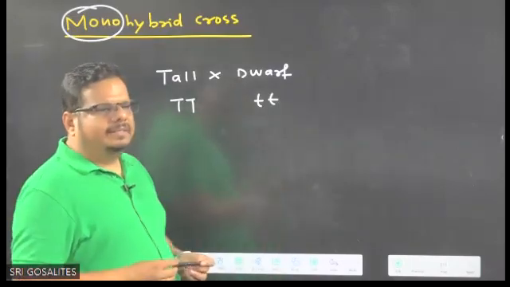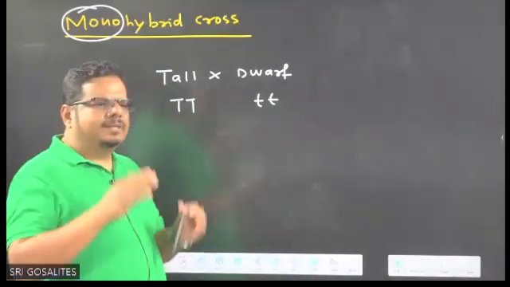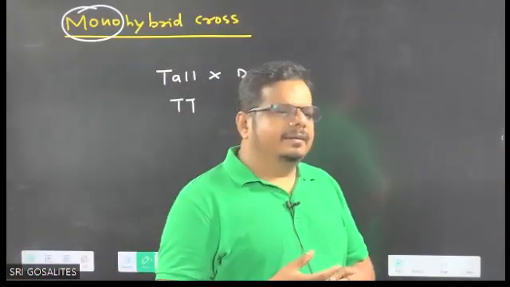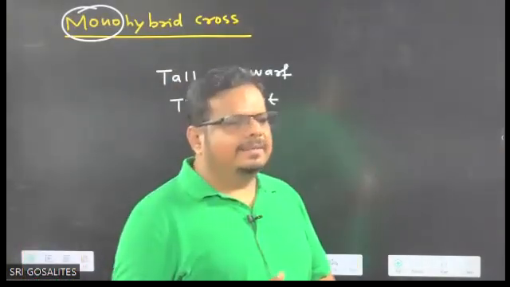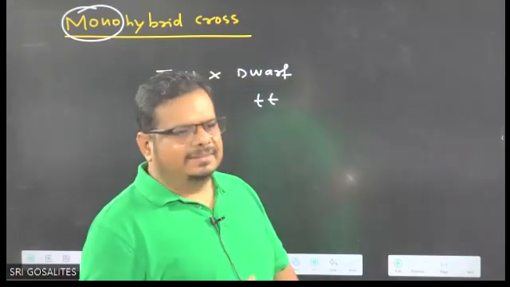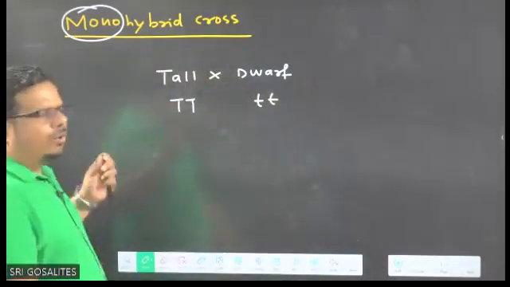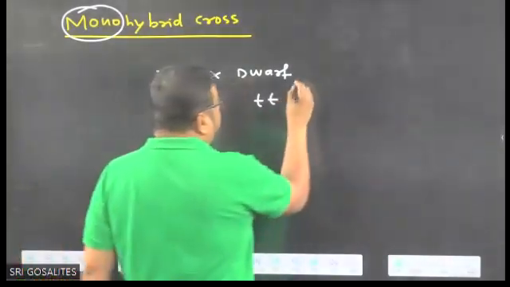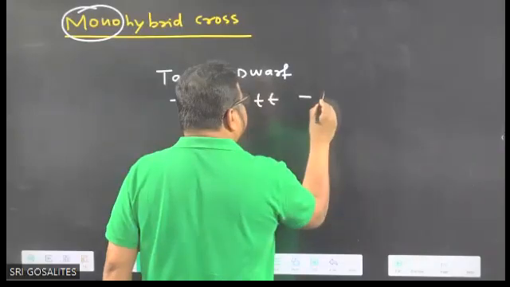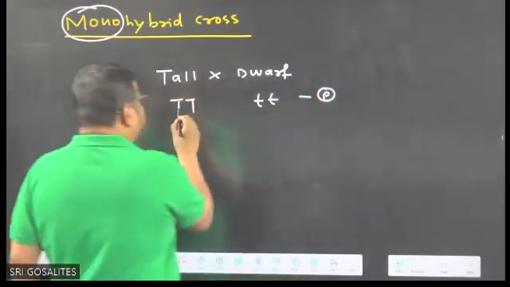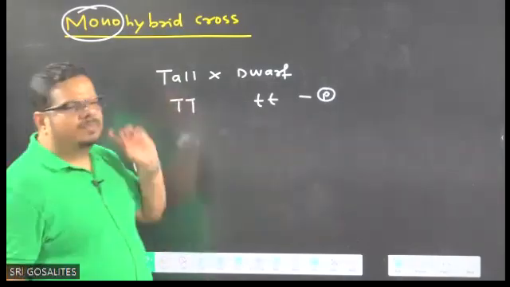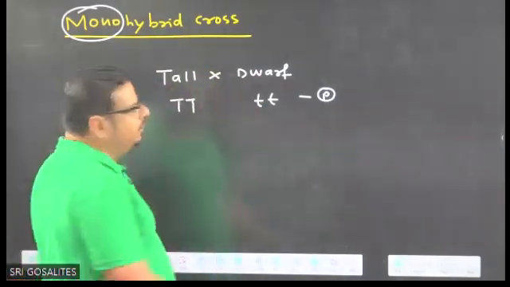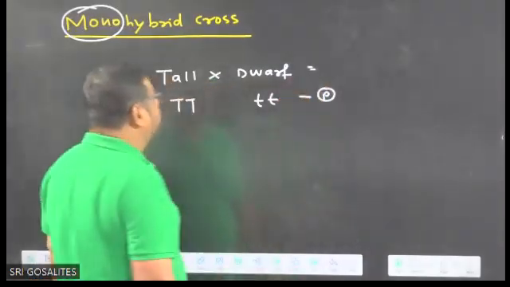As I told yesterday, a dominant trait is expressed in both homozygous and heterozygous conditions, and a recessive trait is expressed only in which condition? Homozygous condition. Is it clear? So here, which tall have we taken? Pure line tall. So this is the phenotype of the parent and this is the genotype of the parent: capital T, small t is the genotype, and tall and dwarf is the phenotype of the parent.